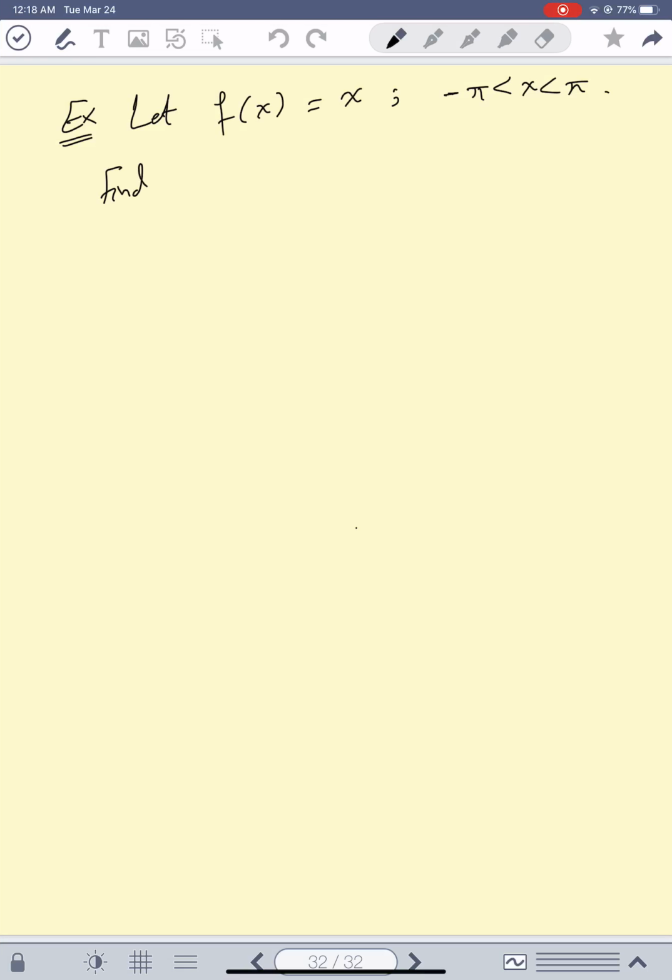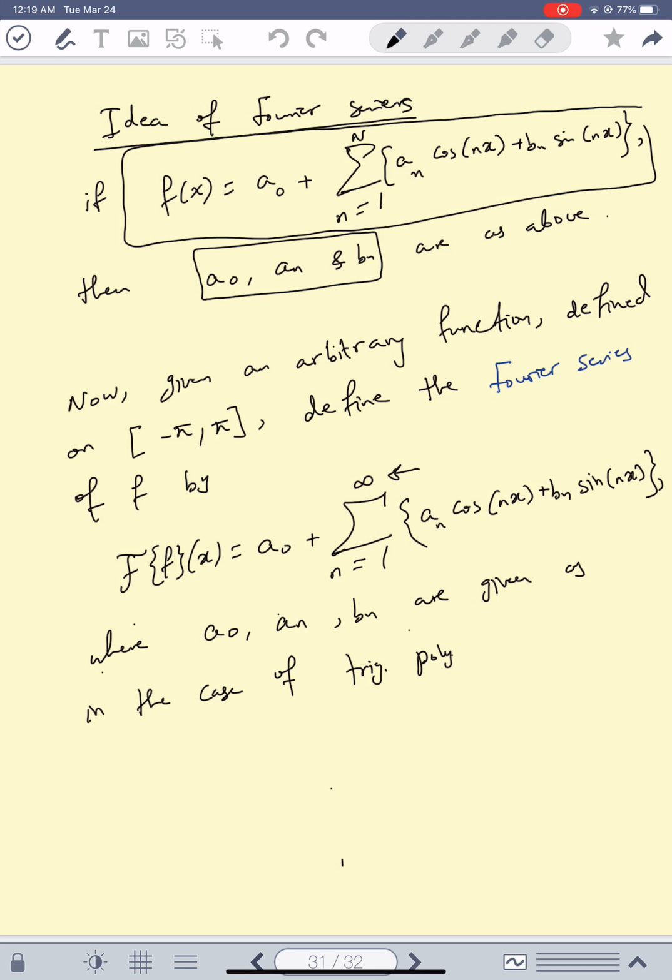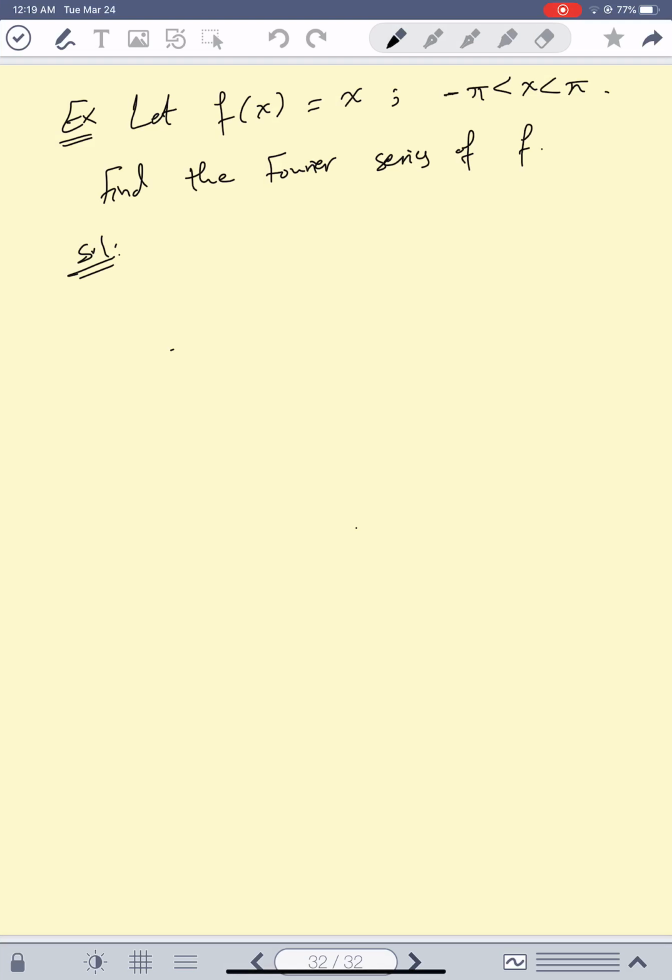Let's find the Fourier series of f. So what do we mean by the Fourier series? The Fourier series is exactly this series, okay? So we need to find the a naught, the an, and the bn. So all the time, to find the Fourier series, we need to find a naught, an, and bn, okay?